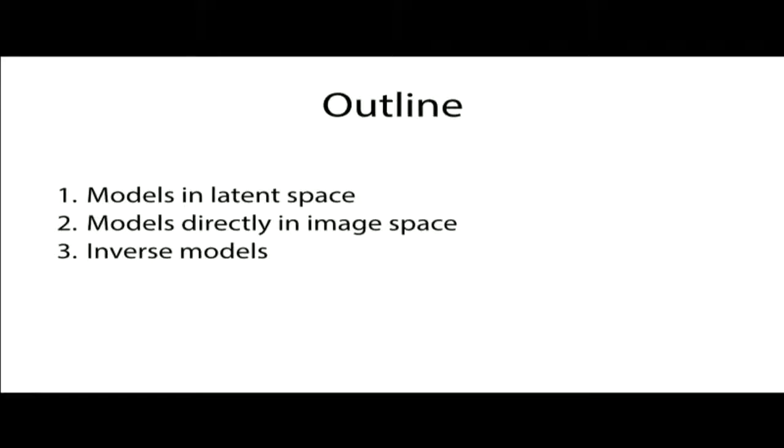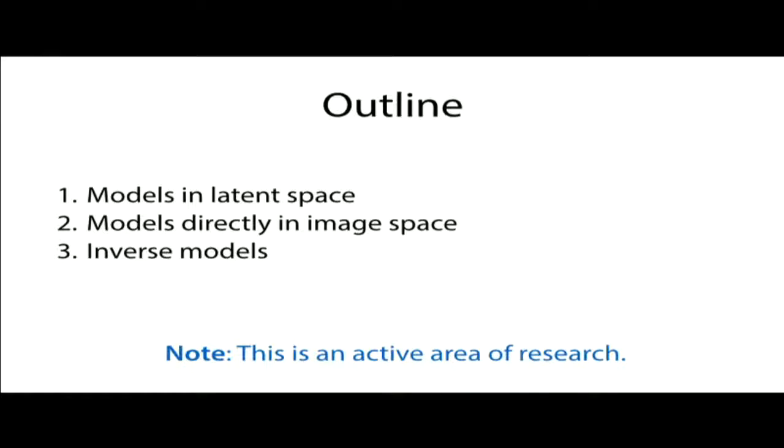Okay, so in this lecture, I'll be talking about 3 different approaches for doing this. The first is learning a model in the latent space, so basically inferring the latent state of the system and learning a model in that latent space. The second is learning a model directly in image space on the raw observations. And third, I'm going to talk about inverse models and how you can apply them when you have observations.